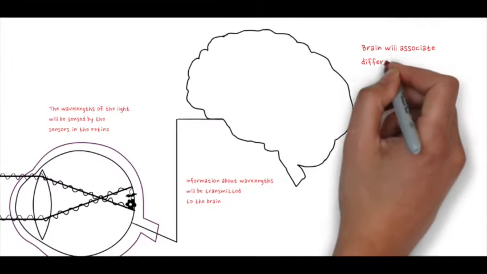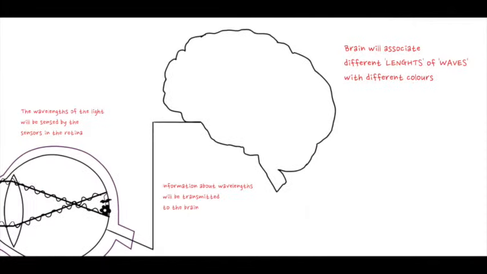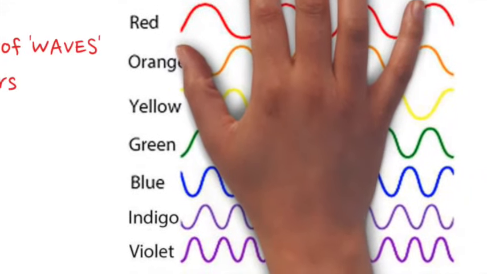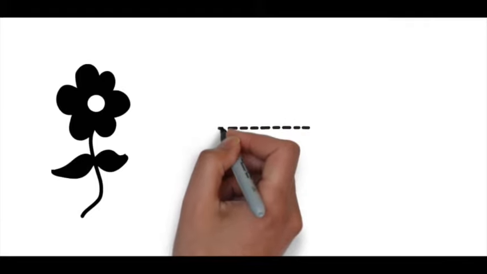Our brain associates different lengths of waves with different colors. When the waves are of around 400 nanometers, the brain associates the color violet with them. And when these waves are as big as 665 nanometers, the brain gives them a color red. Broadly, the different sizes of wavelengths are classified into 7 broad colors, known as the Vibgyor or the rainbow colors. So this is how a brain transforms an object into a colorful object.